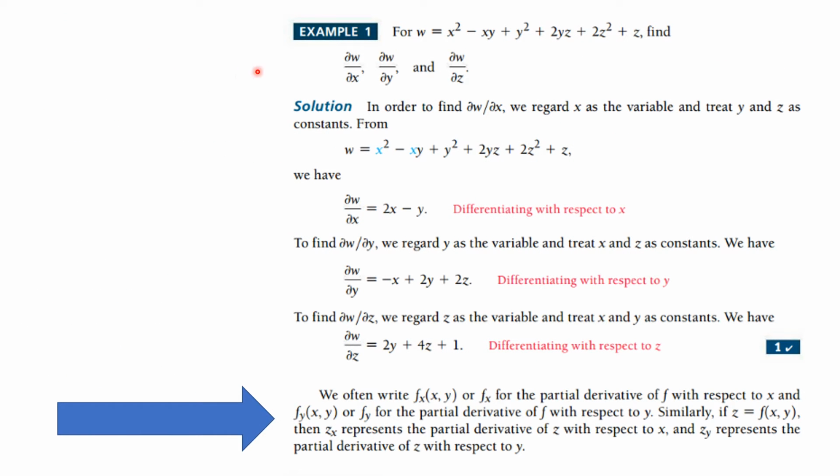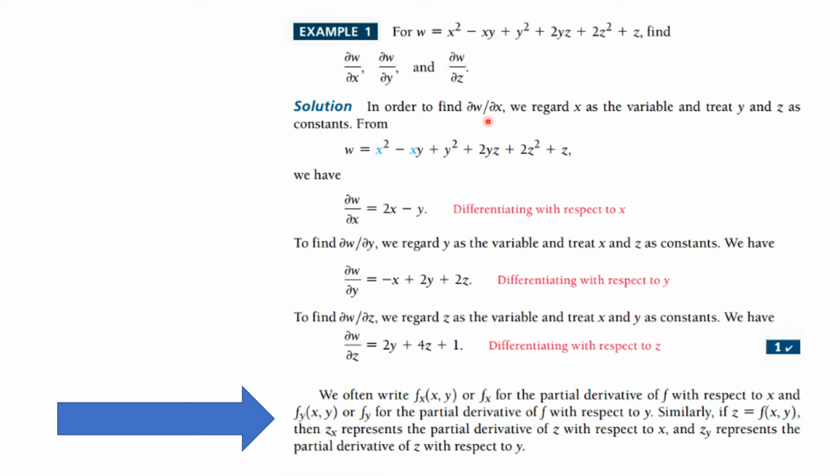Examples are always worth 1,000 words, so let's look at an example. Suppose w is equal to x squared minus xy plus y squared plus 2yz plus 2z squared plus z. Now you see w is a function of 3 variables, x, y, and z. We want to find the partial of w with respect to x, then the partial of w with respect to y, and the partial of w with respect to z.